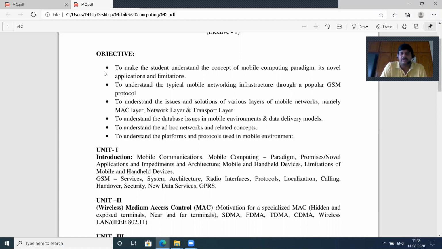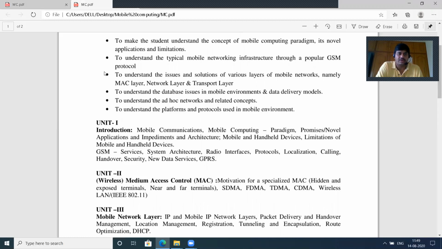Each student must understand what mobile computing is and what the different applications of mobile computing are, and all students must know about the different applications, problems, limitations, and different layers of mobile networks, and what the database issues in mobile computing are, and what an ad hoc network is, and the related concepts to ad hoc networks, and the different platforms and protocols in the mobile environment. Okay, this is the first thing we need to understand.